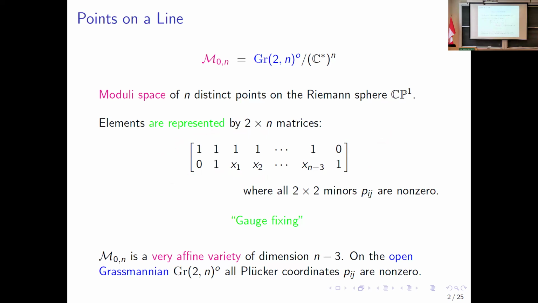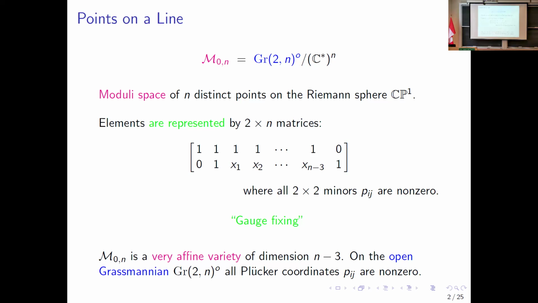Without loss of generality, I can fix three of the points, the first column, the second column, and the last column. And then I have parameters x1, x2, up to x_{n-3} left. We want these points to be distinct. This means that the 2 by 2 minors of this matrix, the 2 by 2 subdeterminants, are non-zero. The choice of such a matrix is called gauge fixing by my physics friends. So this space is a very affine open variety of dimension n minus 3, the number of parameters. And as I said in this definition, the Pij are non-zero.